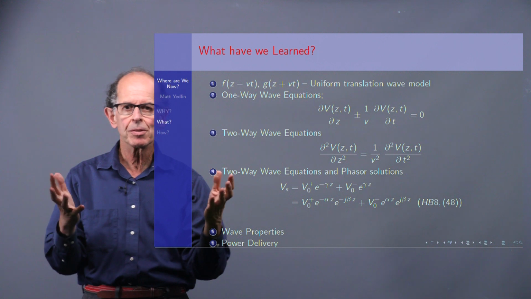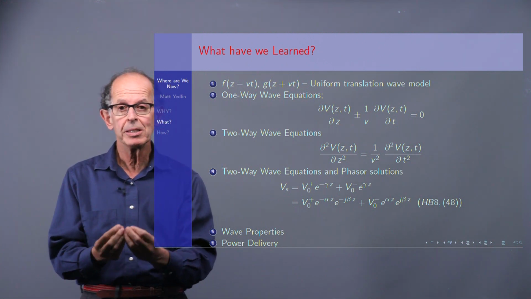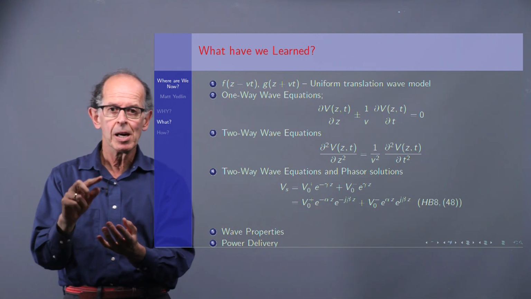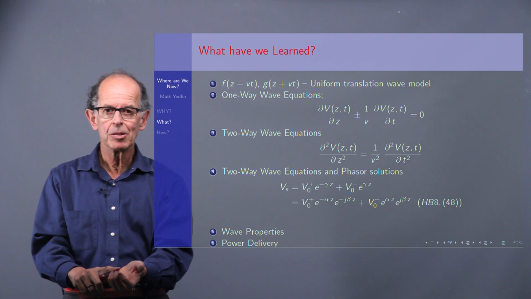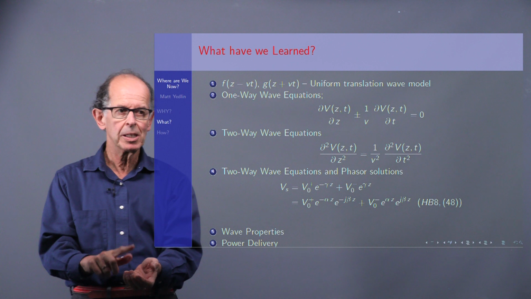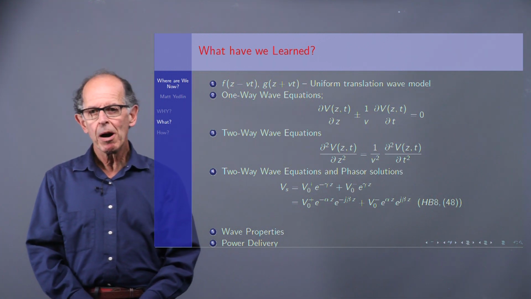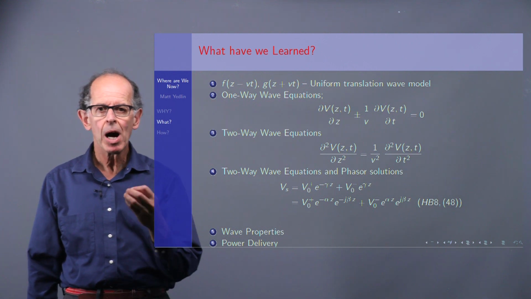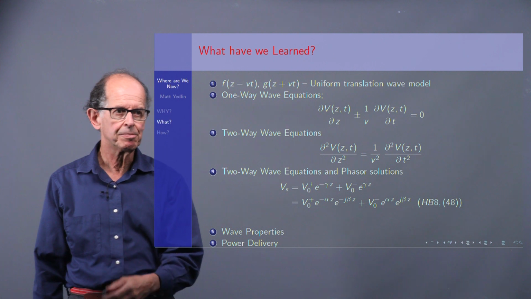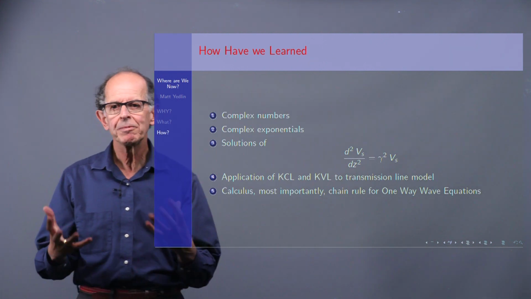Why do we want a two-way wave equation? Well, in order to answer that and justify it, we have to look at Maxwell's equations. That means 3 dimensions, vector calculus, and a whole bunch of vector identities that are not common knowledge to get the wave equation. So let's do it in a simpler way. Furthermore, we've learned wave properties and also how we deliver power along a transmission line.